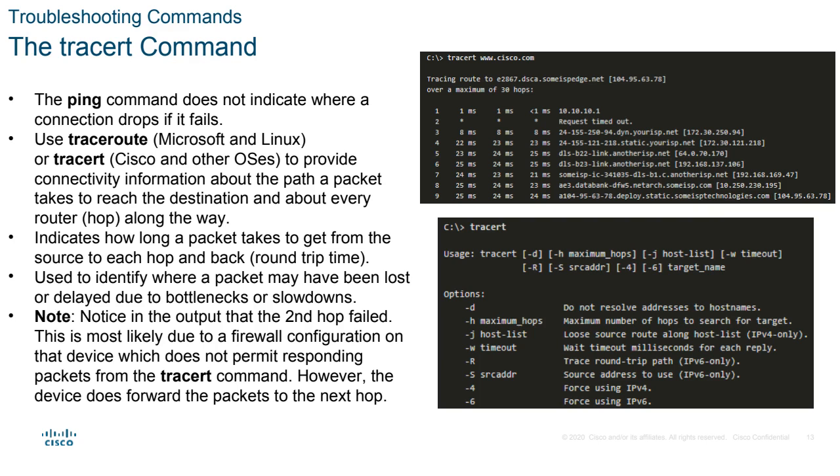Tracert command. Because the ping command does not indicate where a connection drops if it fails, use trace route on Microsoft and Linux, or traceroute on a router, to provide connectivity information about the path a packet takes to reach the destination. Some firewalls do not allow tracert, so you will get a failure, second hop failed, because it's blocked for security.